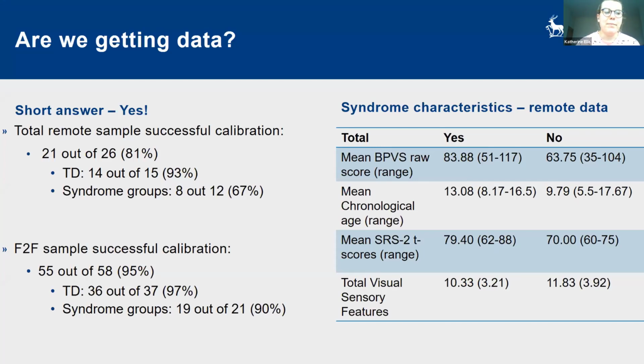And I'm absolutely thrilled about this, because although it might not be as high as the face-to-face calibration, that's 8 out of 12 kids who haven't had to come to the lab and have additional burdens. And I think this is really, really great news. And what I want to do is I've started to draw out the descriptive characteristics of the syndrome children who are being successful and who aren't. And there's no clear picture at the moment because there's a lot of overlap in these characteristics. So my message is just give it a go at this moment.